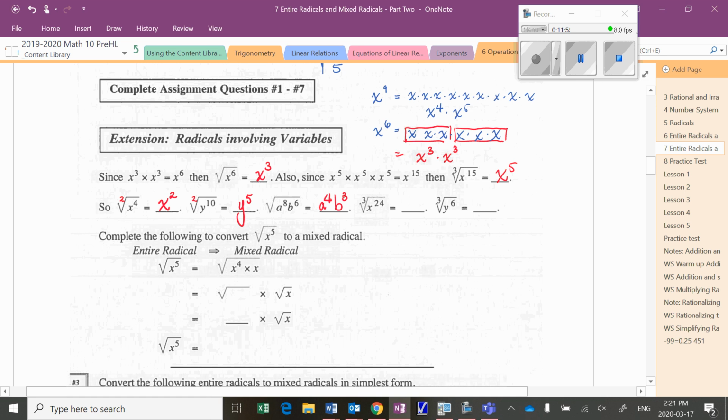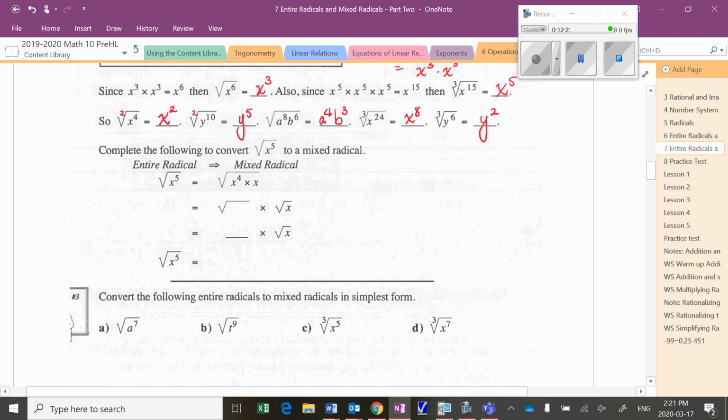Cube root of x to the 24th, we can split up all of those 24 x's into 3 equal groups, each of them having x to the 8th. Cube root of y to the 6, again, 6 is a multiple of 3, and so we can split up those 6 y's into 3 groups, and each one is y squared. So y squared times y squared times y squared is y to the 6.